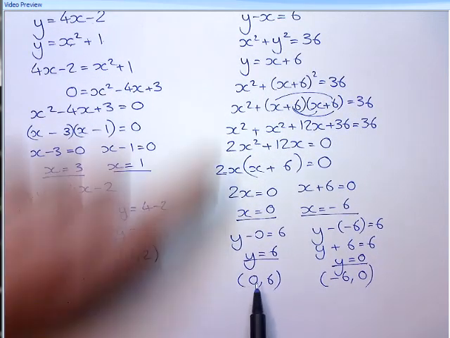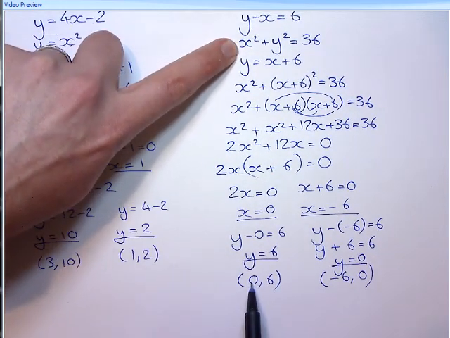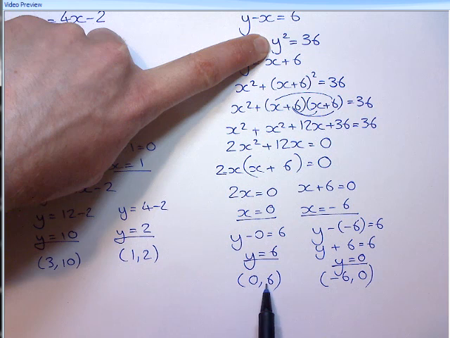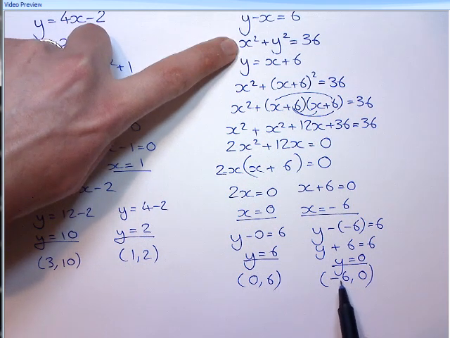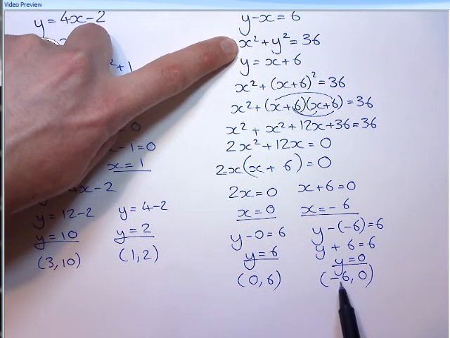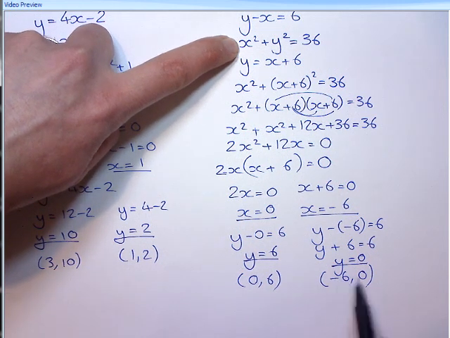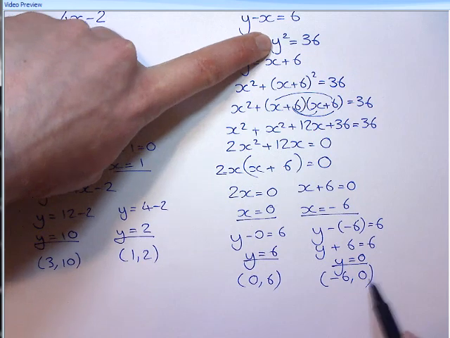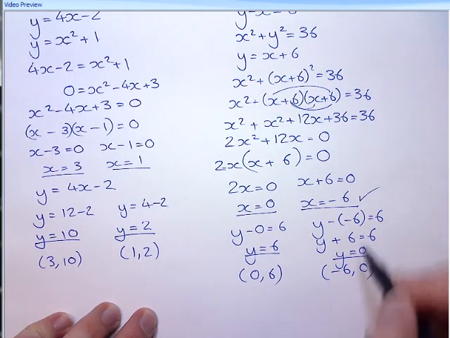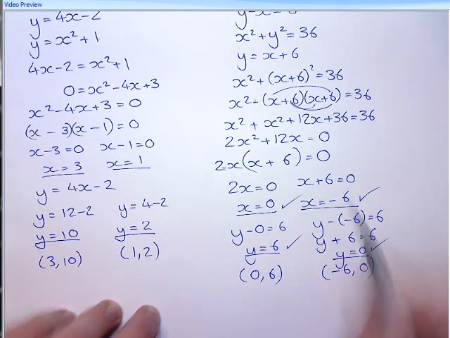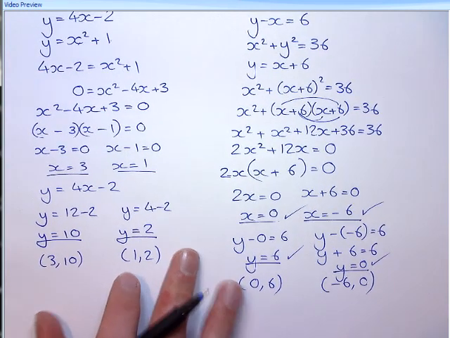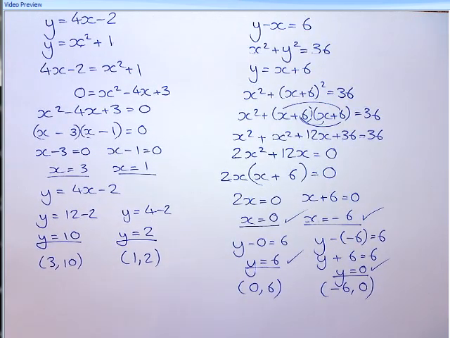So let's check this one. Is 0 squared plus 6 squared 36? Yes. Is minus 6 squared, a minus and a minus is 36. Sorry, minus and a minus is a plus, so this must be 36. Plus 0 squared is 36. So I know everything here is correct. That's what we call simultaneous equations.